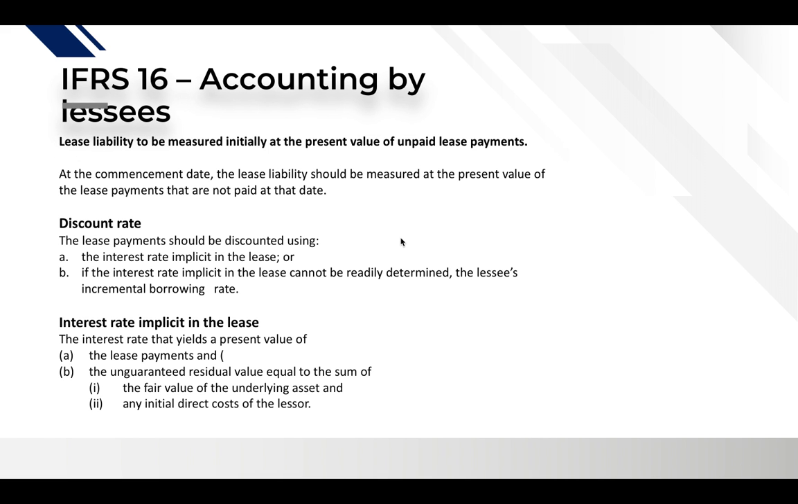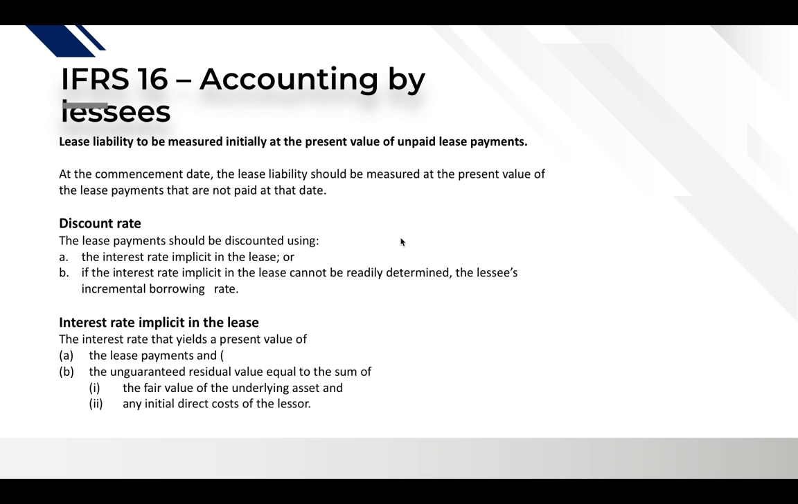So now IFRS 16 requires lease liability to be measured initially at the present value of unpaid lease payments. At the commencement date, the lease liability should be measured at the present value of the lease payments that are not paid to date. So how do you measure the present value of lease payments? The present value of the lease payments has to be measured using a discount rate.